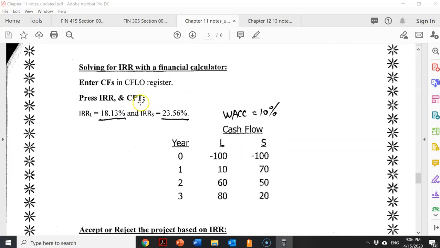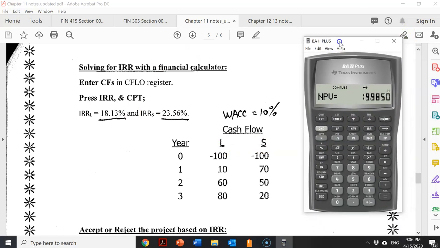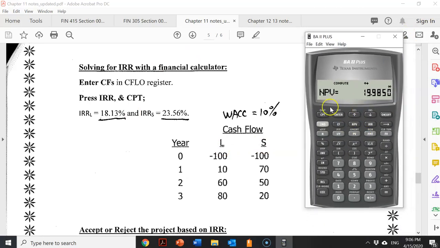Okay, in order to calculate IRR for project L and S, we do the same first step as how we calculate NPV. The first step is still to input all the cash flows into the cash flow function, and then we press IRR, compute. So IRR for L and S will show up on the screen.